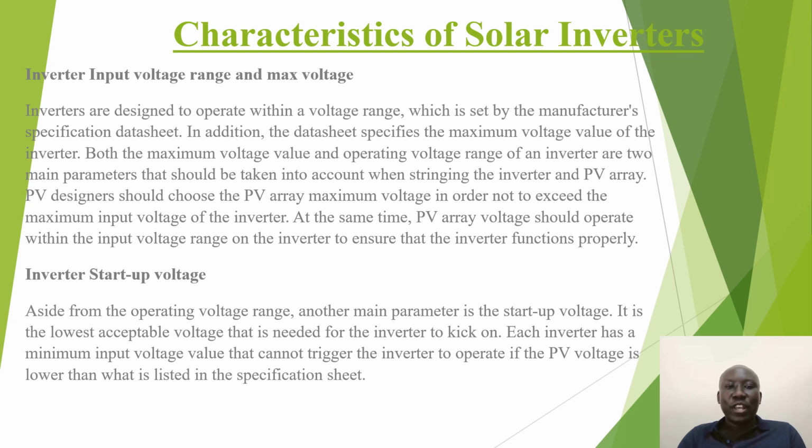Both the maximum voltage value and the operating voltage range of an inverter are two main parameters that should be taken into account when sizing the inverter and the PV array. The PV designer should choose the PV array maximum voltage in order not to exceed the maximum input voltage of the inverter. At the same time, the PV array voltage should operate within the input voltage range of the inverter to ensure that the inverter functions properly.